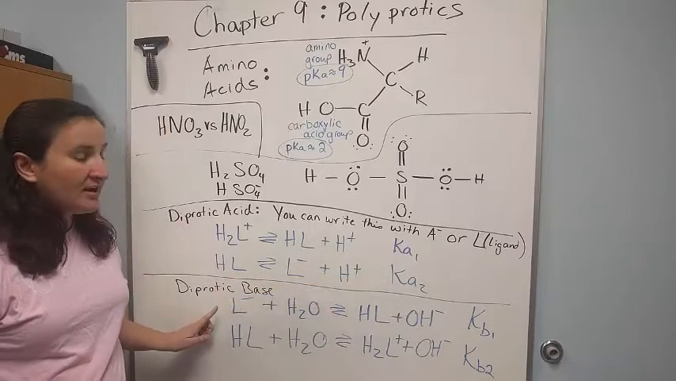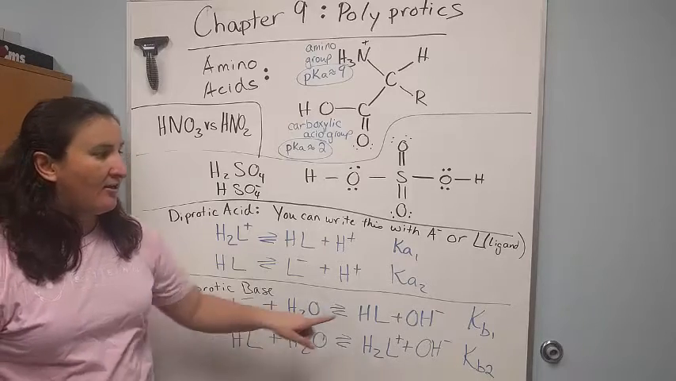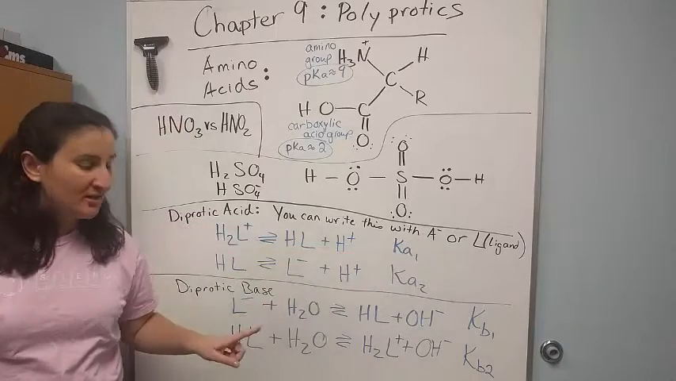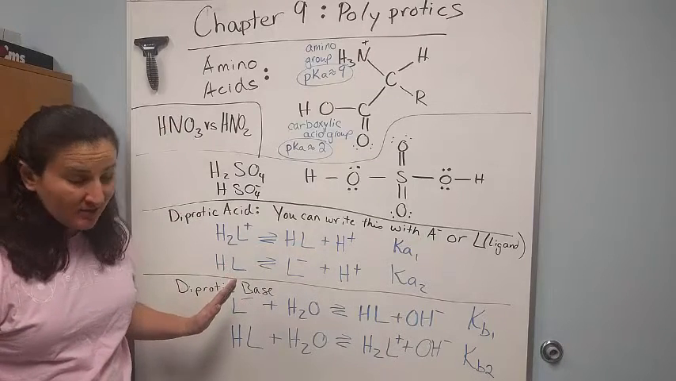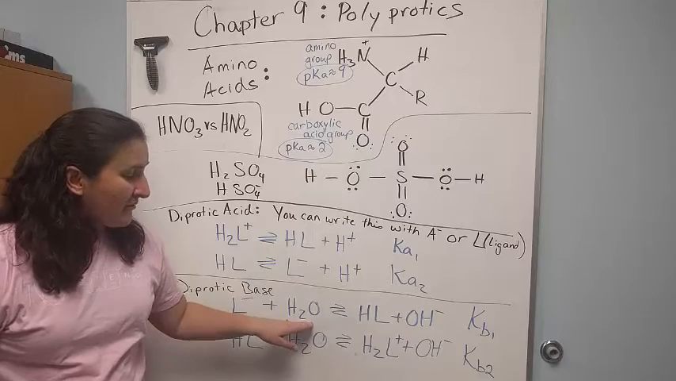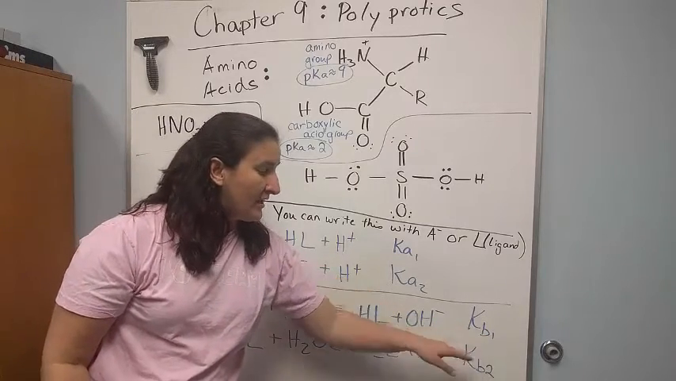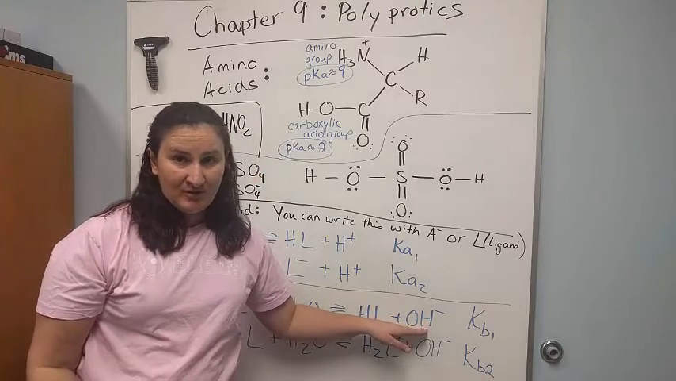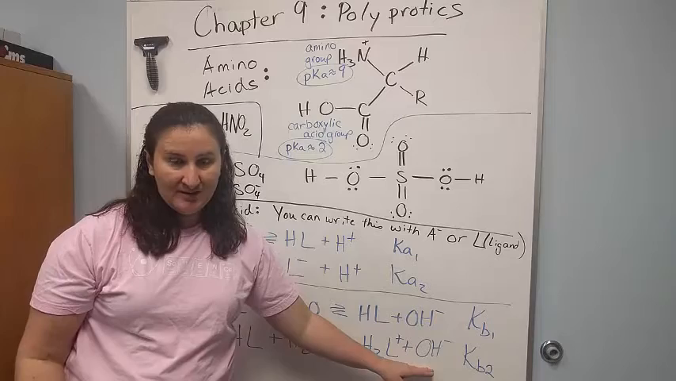Then down here, you can have the exact same thing for a diprotic base. But now you can write it like L. L is for ligand, A is your conjugate base. Whichever form you want to write it at this end, you can write this as A-. Either way is fine. Combine that with water, you're going to produce a hydroxide. So your Kb1 is going to be the first step that produces a hydroxide, and your Kb2 is your second step that produces a hydroxide.